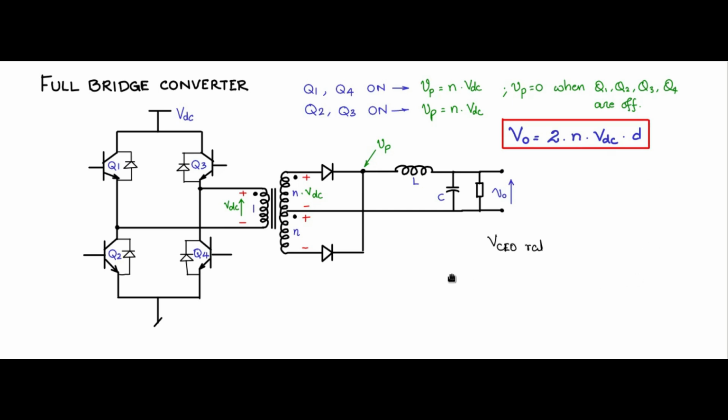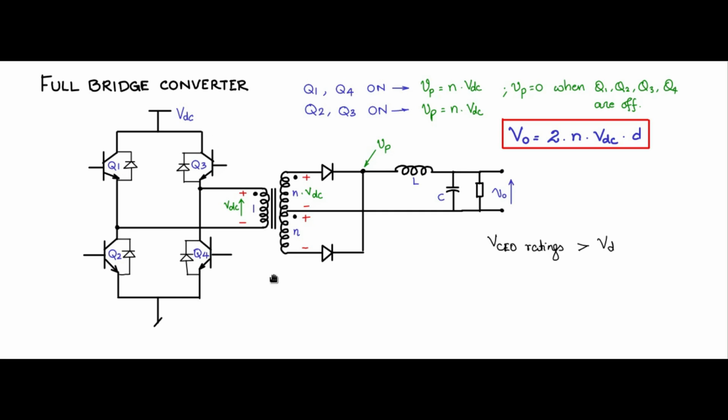Now let us say the VCO rating for the switch, like in the half bridge, is maximum VDC. So when Q1 and Q4 are on, Q2 and Q3 are off, and you will see that Q2 is connected to VDC, Q3 is connected to ground through Q4, and therefore Q3 has to withstand VDC, Q2 has to withstand VDC. Now when Q2 and Q3 are on, Q1 is connected to ground, Q1 has to withstand VDC, Q4's collector is connected to VDC, and Q4 has to withstand VDC.